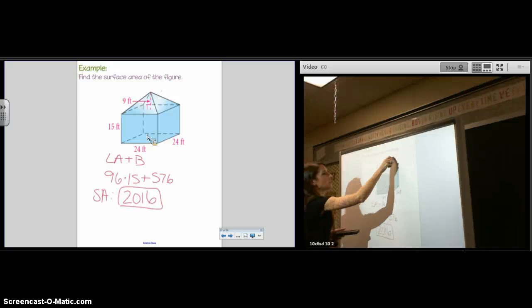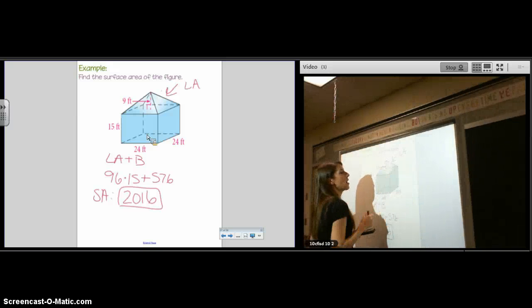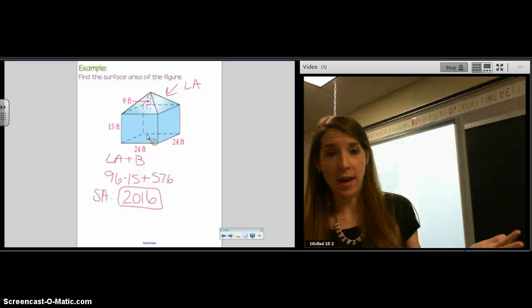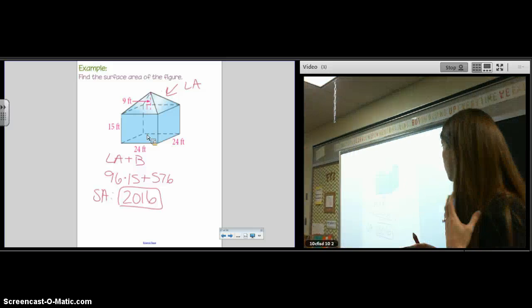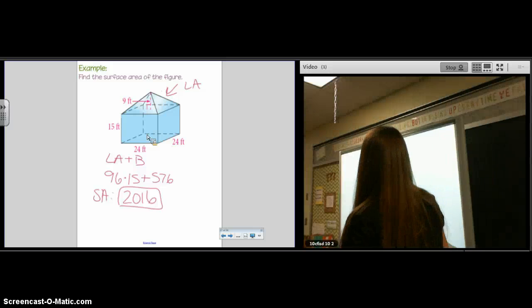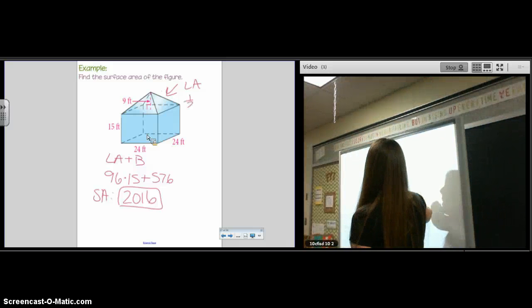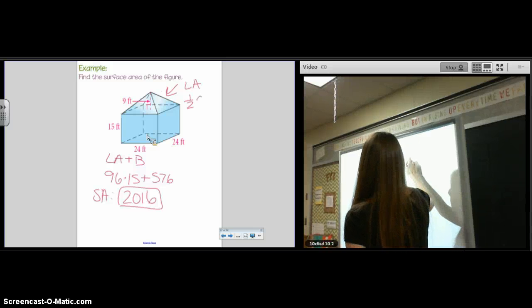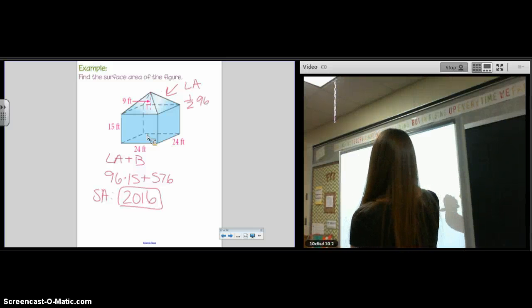Now we need to find the LA of that pyramid. We only need the LA because we don't need the base. We don't want the base. So we're just going to find the LA of the pyramid. So the LA is going to be, remember, 1/2 perimeter. Well, we already found the perimeter, times the slant height.